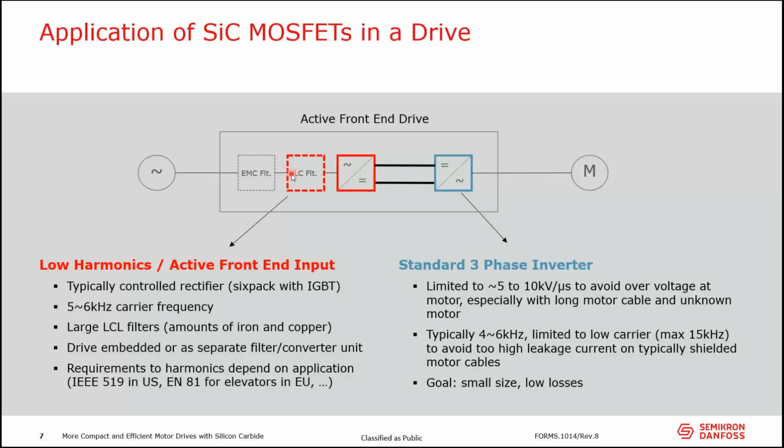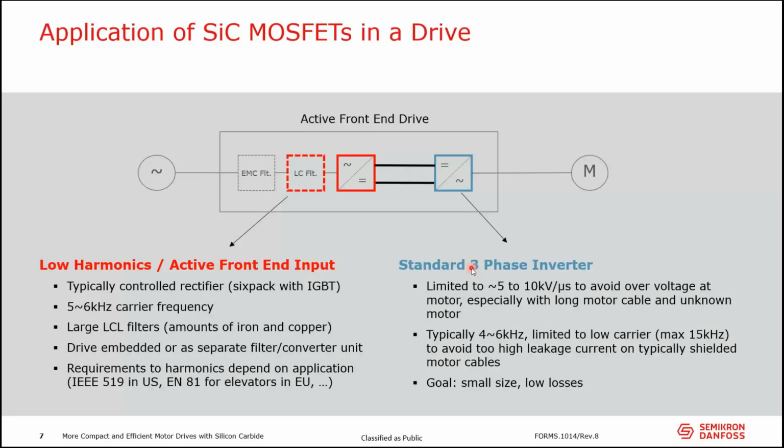The other application area in a motor drive would be the motor inverter, the output side. But here also we have some limitations, and we have to keep them even when going to silicon carbide. Typically, the motors have a limitation with respect to the voltage rise time. We should not go higher than 5 to 10 kilovolt per microsecond. 10 kilovolt is already pretty high.